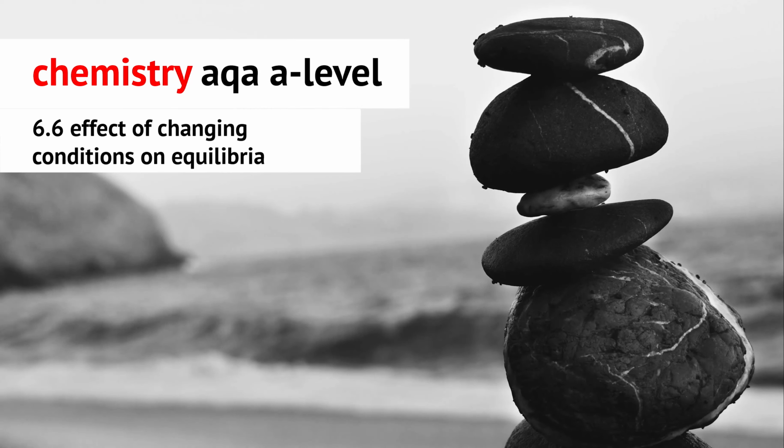6.6 The effect of changing conditions on equilibria. As you have seen, Le Chatelier's principle states that when a system at equilibrium is disturbed, the equilibrium position moves in the direction that will reduce the disturbance. You can use Le Chatelier's principle to predict the qualitative effect of changing temperature and concentration on the position of equilibrium. In this topic, you look at what underlies this by examining the effect of changing conditions on the equilibrium constant Kc.